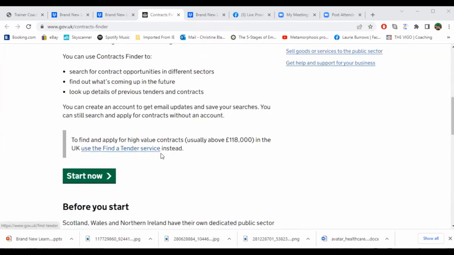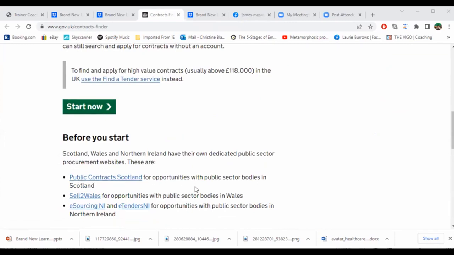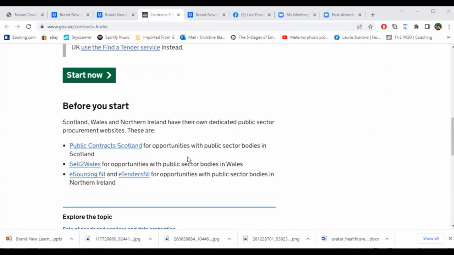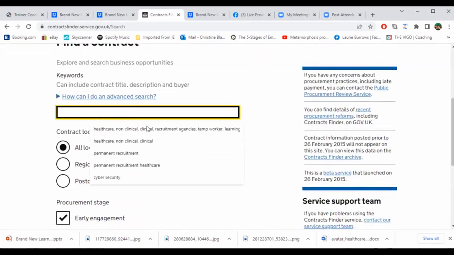There's also the tender service as well when it's over 118,000. But you can click Start Now. It also covers public contracts in Scotland, Wales, is a good one as well as Northern Ireland. And then you can type in the chat box. Here, there's the keywords that you can use. Now, for example, I showed you some keywords on the previous slide. Now here, what I've got is healthcare, non-clinical, clinical, recruitment agency, temp worker, learning disability, for example. So keep playing around with different keywords.